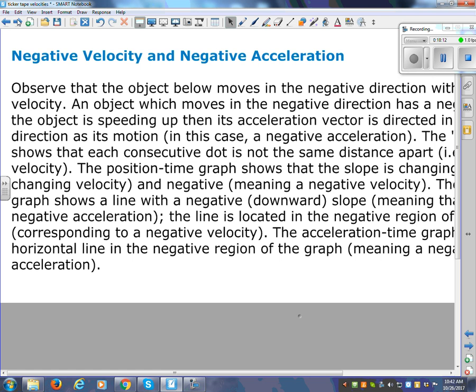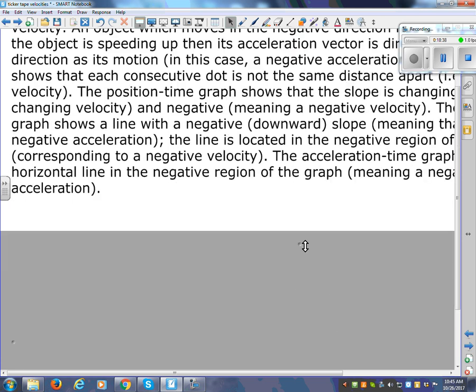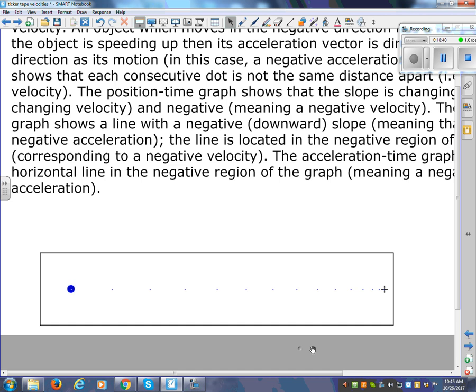Okay, you try this one entirely on your own. Use a pencil. Negative velocity, negative acceleration. You try. Those of you who are still struggling probably need some help. So let's look here. Negative velocity, negative acceleration means moving to the left, but negative acceleration, if they're both in the same direction, it's going to be speeding up. So we have it speeding up to the left, so getting farther apart, the dots.